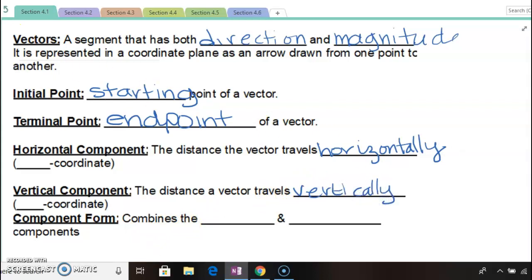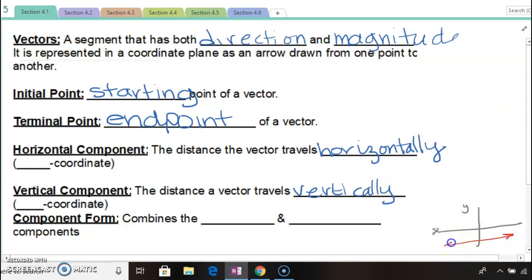Okay, so back to the coordinate grid. So we have a coordinate grid here. This is my x-axis, this is my y-axis. And when I say the direction something travels horizontally, I'm talking about this way, right or left. So that would be my x-coordinate I'm talking about. Left and right, how far left or how far right we're moving along the x-axis. Okay, and then vertical would be up and down.